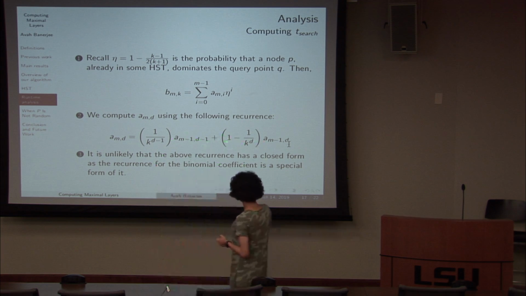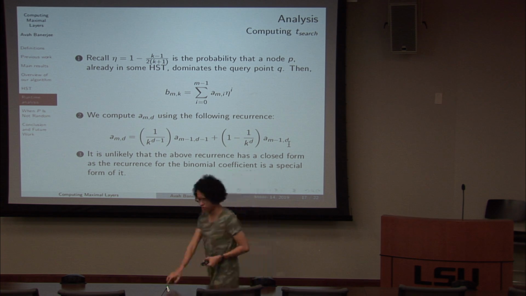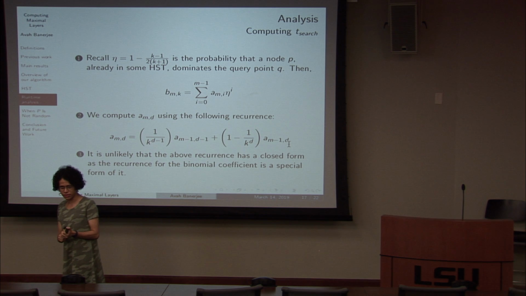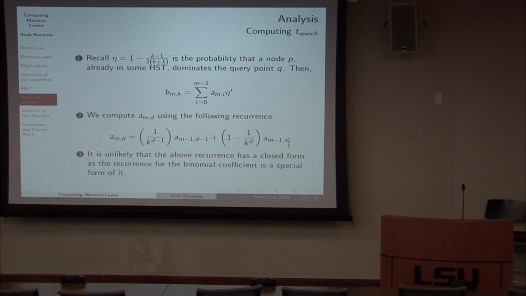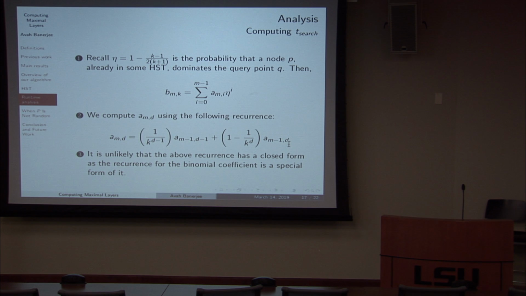Is anybody familiar with this type of recurrence relation? As I say here, this is very similar to the binomial coefficient recurrence. Everybody knows the binomial coefficients, right? So it's n choose r, which you can write as n minus 1 choose r plus n minus 1 choose r minus 1. So that's another way of computing a binomial coefficient. It's basically saying how many ways I can choose r elements from n elements.